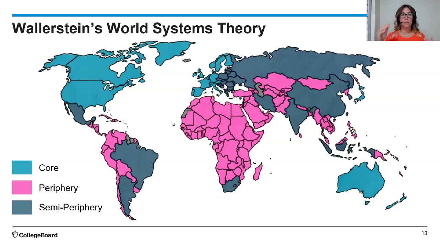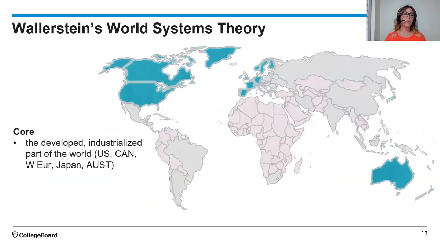And here you can see some countries are core, some are periphery, meaning the least developed. But then you notice that there are some that are kind of in between, the middle. Those are the semi-periphery. And so here we have the core. This is your developed, industrialized part of the world. The United States and Canada, Western Europe, Japan, Australia, New Zealand. These are our core countries.